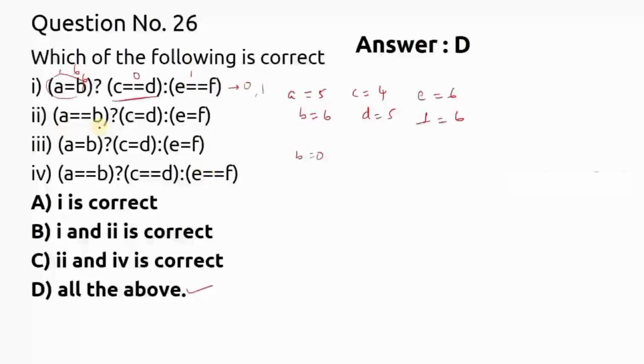If you consider this one, a double equals to b, comparison, 5 double equals 6. No. So it goes to e equals to f. What is the f value? 6. 6 will be assigned to e. So this value will become 6. Here a equals to b, single equals to assignment. The b value is 6. 6 will be assigned here. And so it is non-zero. c equals to d. What is the d value? 5. 5 will be assigned. So the value here you will get is 5. Here comparison. 5 double equals 6. No. So it will go for e double equals to f. What is 6 double equals to 6? Yes. So the value is 1. So like this it will be executed. This is about ternary operators, how they execute.